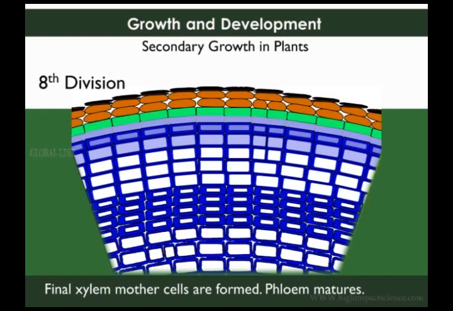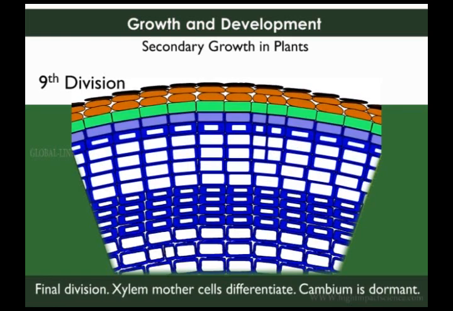Finally, the cambium cell division finishes for the year, while the existing xylem mother cells differentiate into latewood or earlywood, and the cambium becomes dormant again.